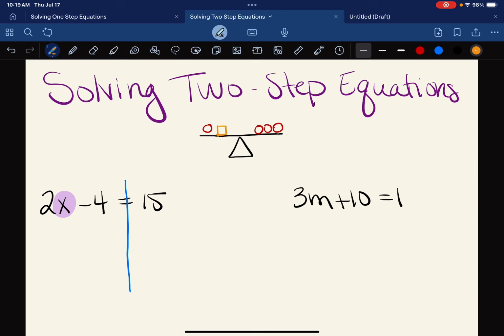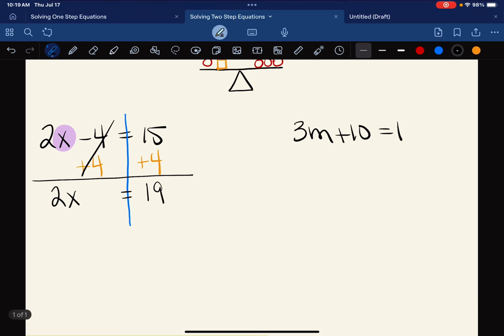And right now, that x term is being multiplied by 2, and a minus 4 is also being subtracted from it. So the inverse operation of our minus 4 is going to be a plus 4. So we will add 4 to both sides of our equation. And that gives us 2x, and our minus 4 plus 4, they cancel each other out, equals 15 plus 4, which gives us a 19. So we have 2x equals 19.